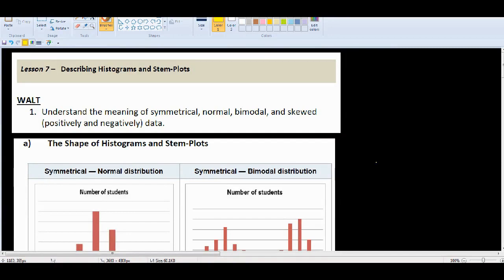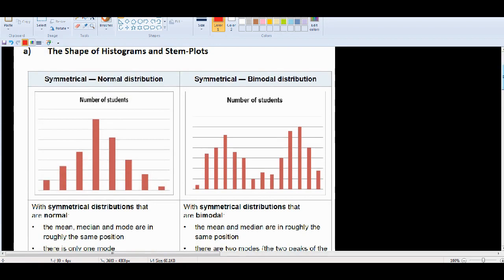So let's say there are some technical terms for this lesson. You need to understand what we mean by symmetrical, normal, bimodal, skewed. And there are two types of skewness, positive and negative. So let's have a look.